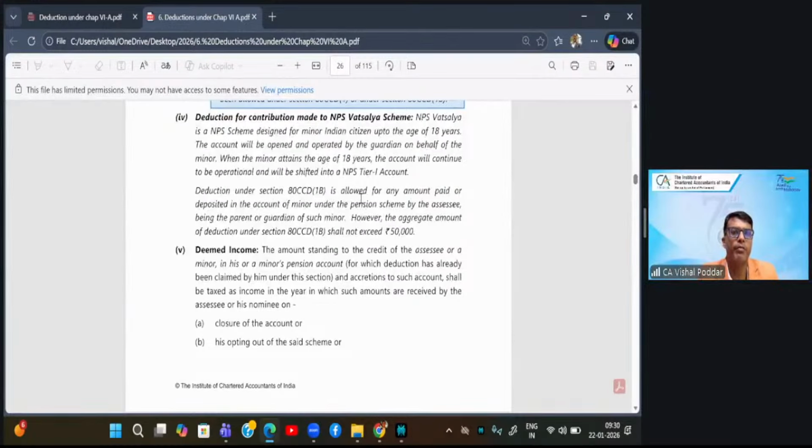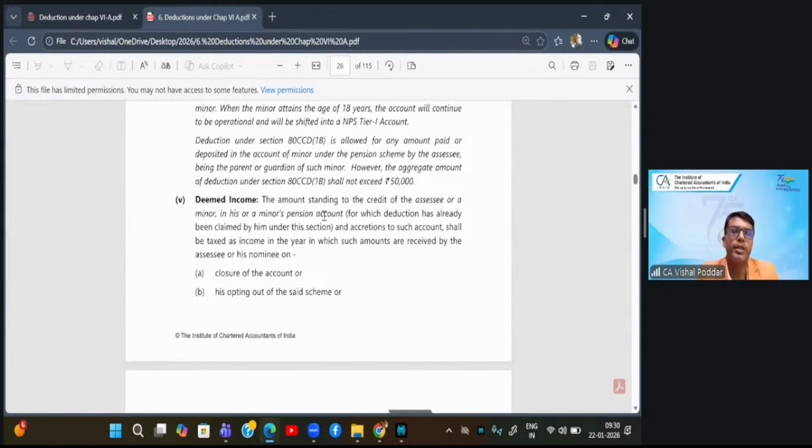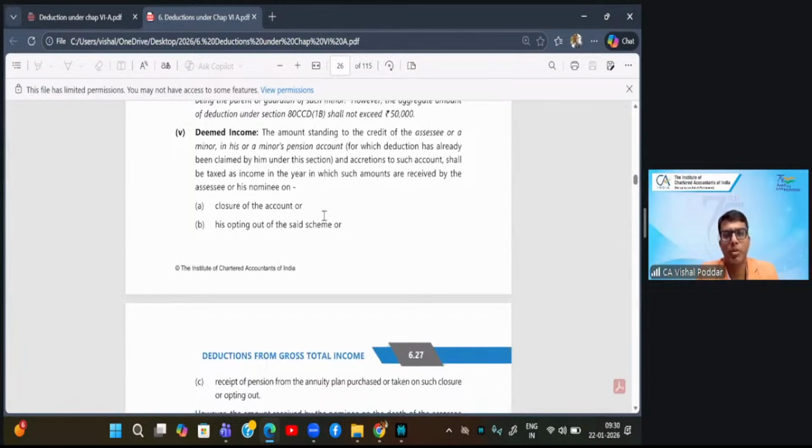Deduction under 80CCD 1B, which is the additional contribution, is allowed for any amount paid or deposited in account of minor under the pension scheme by the assessee, being parent or guardian. So if you're parent or guardian, and if you're contributing under this Vatsalya scheme, for that contribution, you can claim deduction under 80CCD 1B, which is the additional deduction of 50,000.